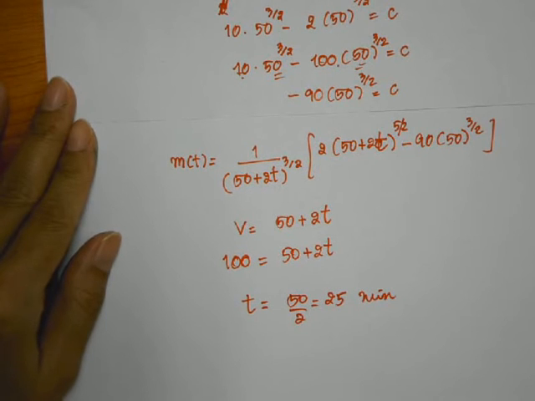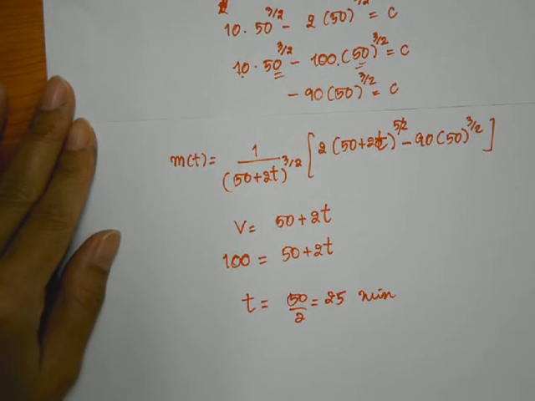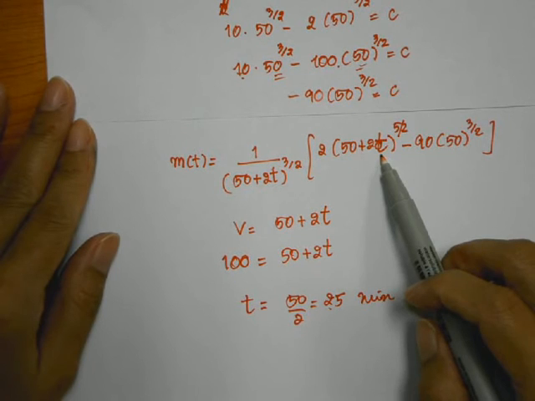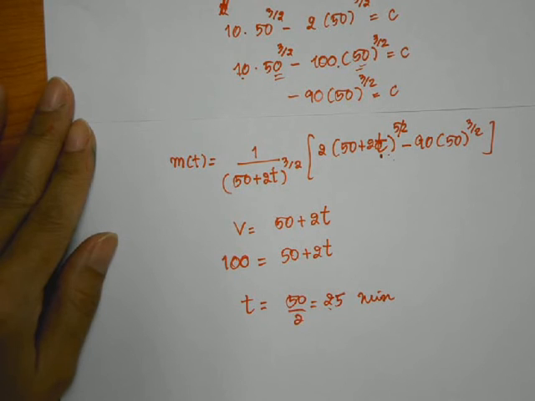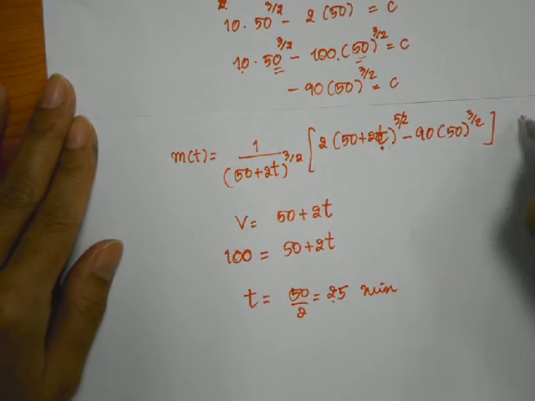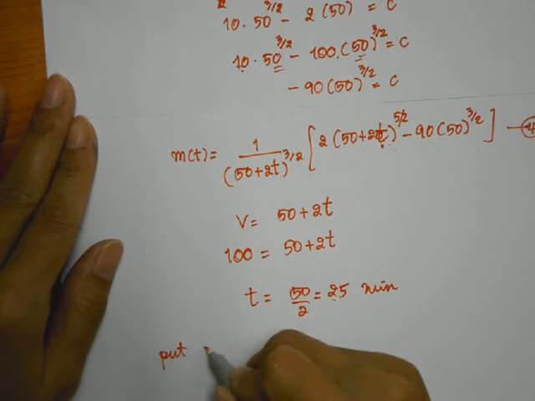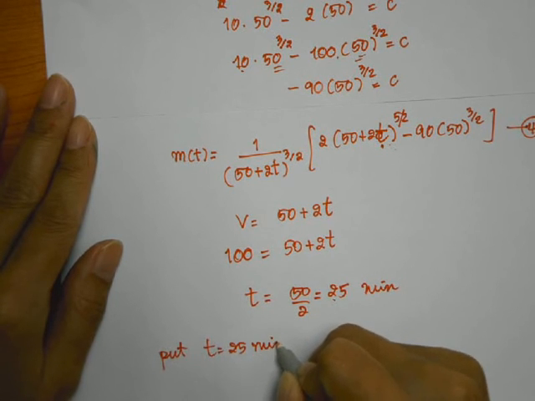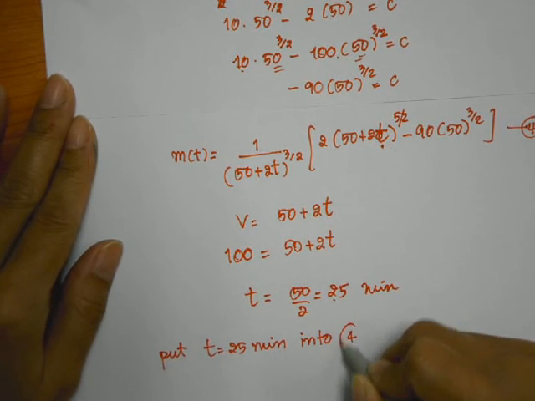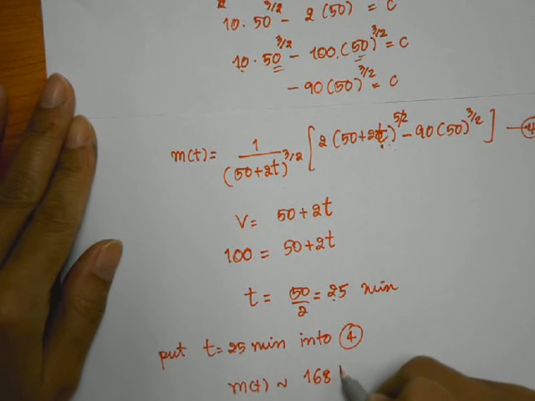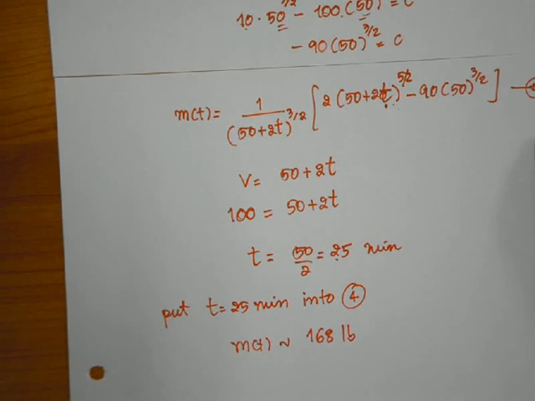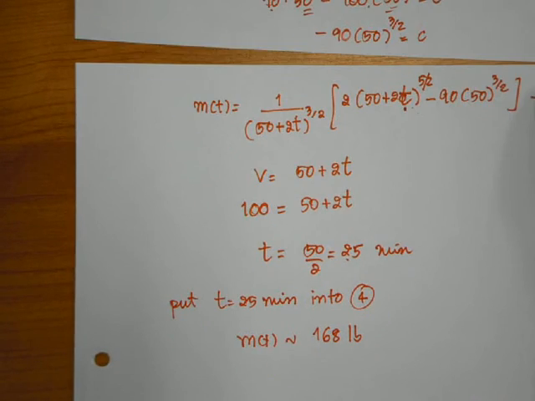So if you want to know the mass of the salt in the tank at this time, we just plug t equal to 25 in there. You would get the mass. That would be the maximum mass of the salt when the tank is full. Let me put t equal to 25 minutes into equation 4. We would get M(t) of about 168 pounds. That is the maximum mass of salt when the tank is full.